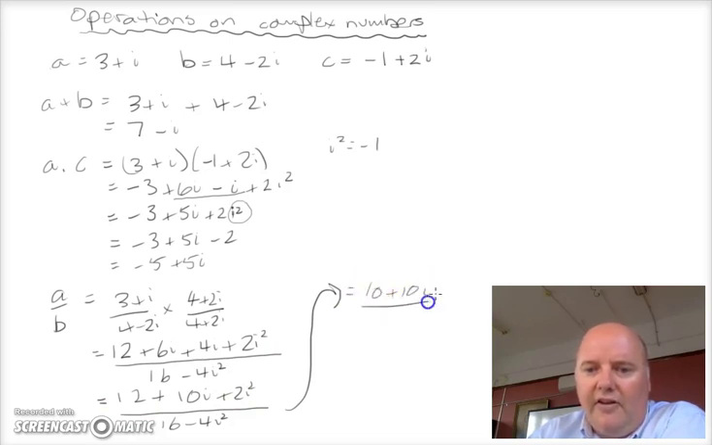We've got a factor of 10 there that might be useful later. And the bottom becomes 16 minus 4i squared. Now that i squared is a minus 1, so that actually becomes 16 plus 4, which is 20. Now the factor of 10 can cancel through, so you end up with 1 plus i all over 2. You can write that as a half plus i on 2, but that's a perfectly good answer.